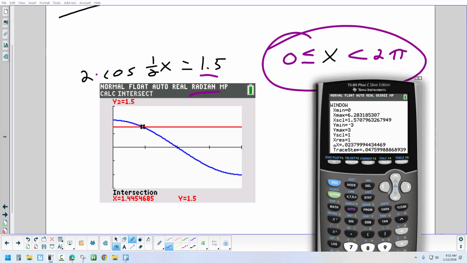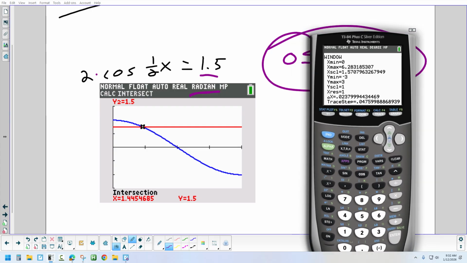That's more than 90. 90 is pi over 2. 360. So if you want to get the exact same picture, you have to change the mode and you have to change your window. Now you've got the exact same picture. Okay. Any questions on that one?